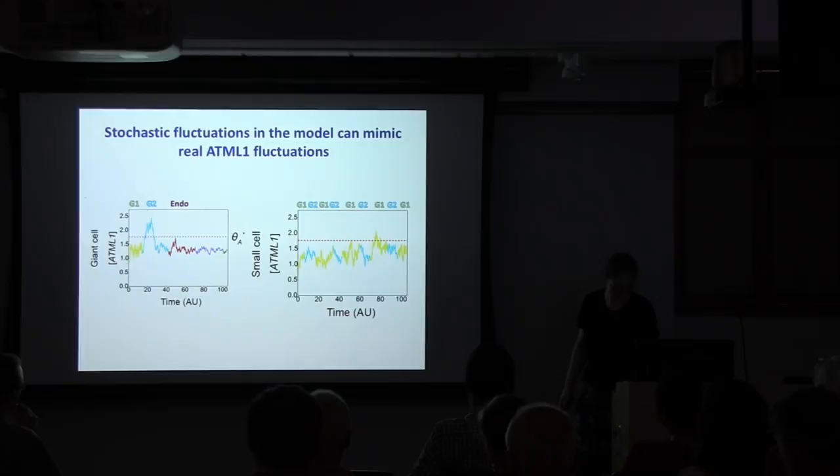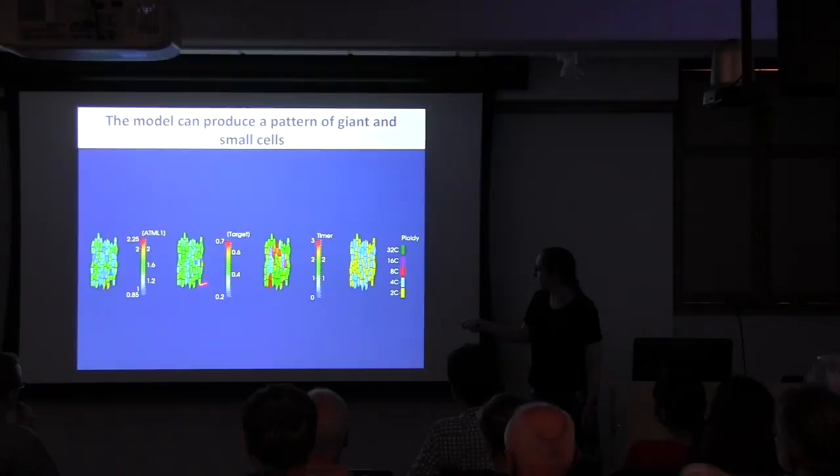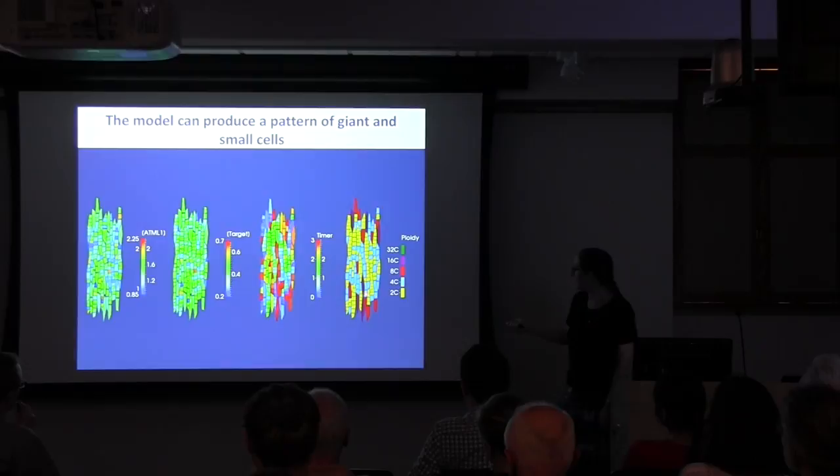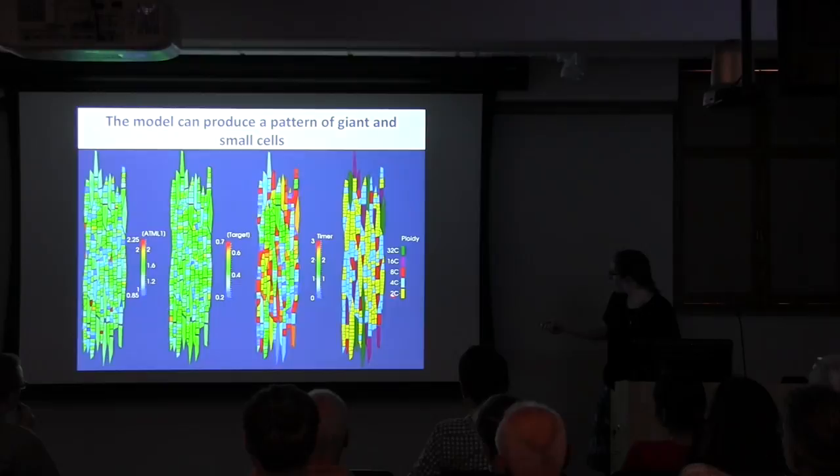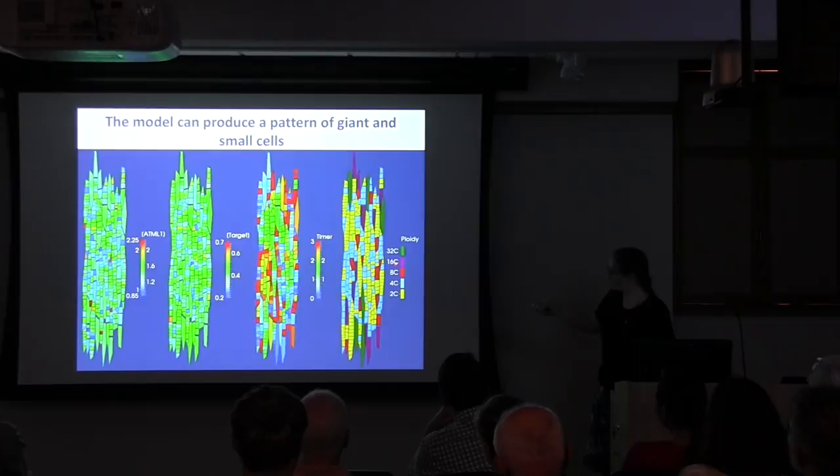Here's the model. We've got ATML1 fluctuating up and down. We've got the target fluctuating up and down following ATML1. We've got the timer, that's just doing the cell cycle. And here we've got the cell size pattern developing. So we've got the ploidy. So again, the 2C is in yellow, 4C is in blue, and if it endoreduplicates, it becomes red, and then purple, then green. So let's play that movie again.